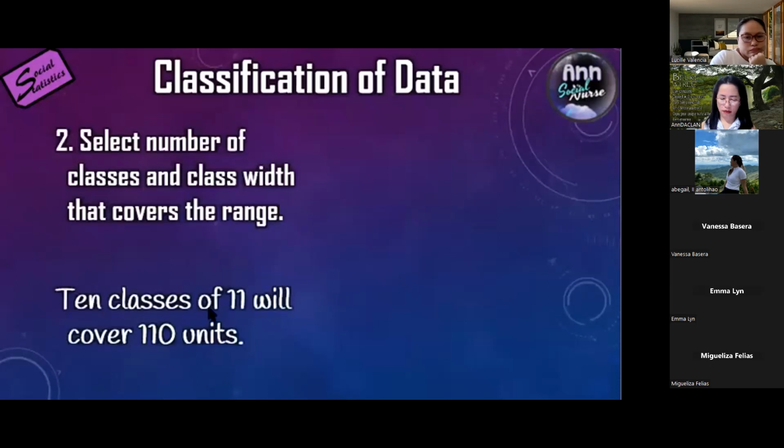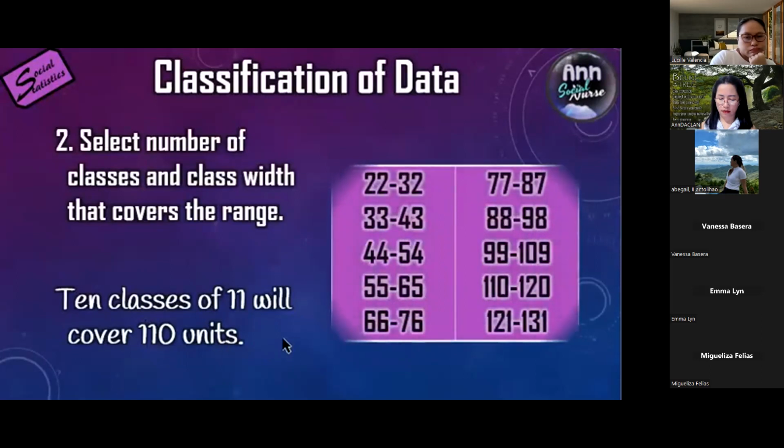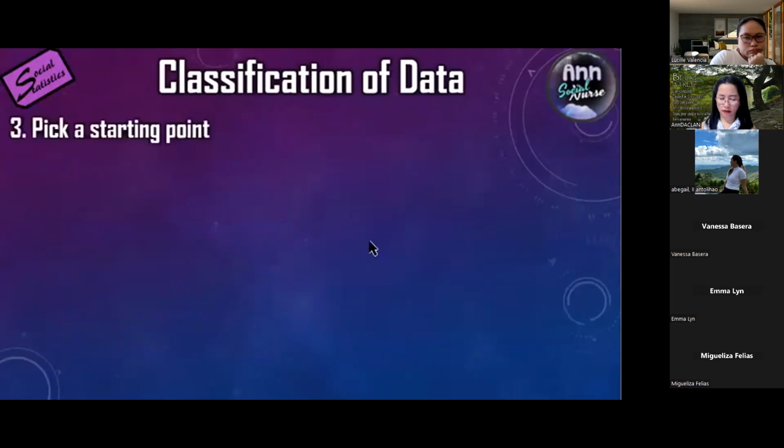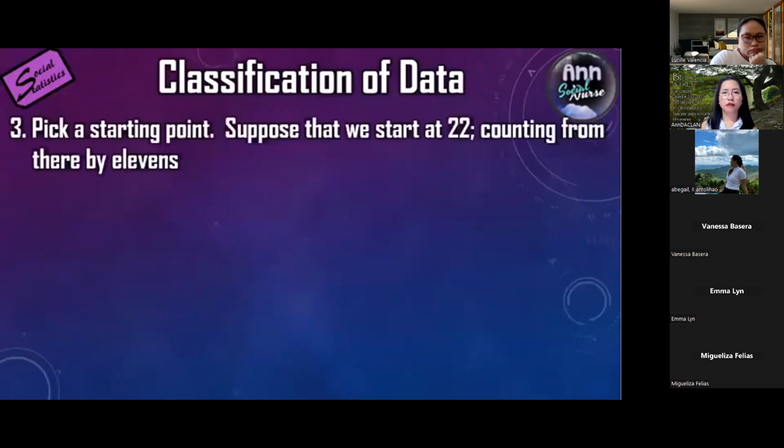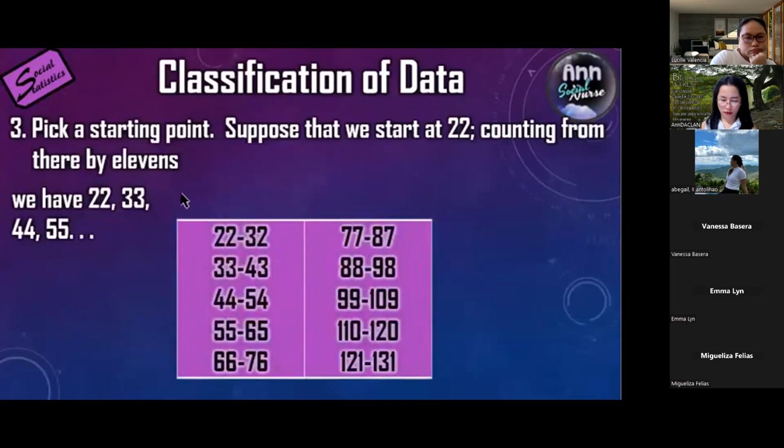There could be 10 classes of width 11, which will cover 110 units. It may look like this. Okay, those were 10 classes. Pick a starting point. Suppose that we start at 22. Counting from there by 11s, we have 22, 33, 44, 55, and so on. Like this here. And these would be the lower class limits.